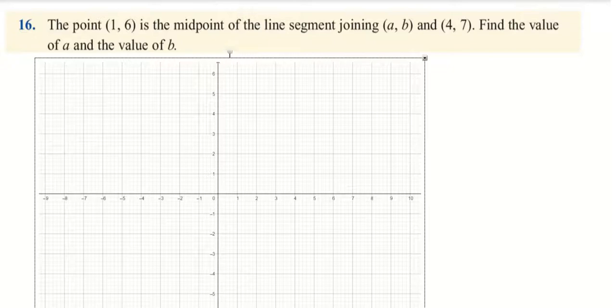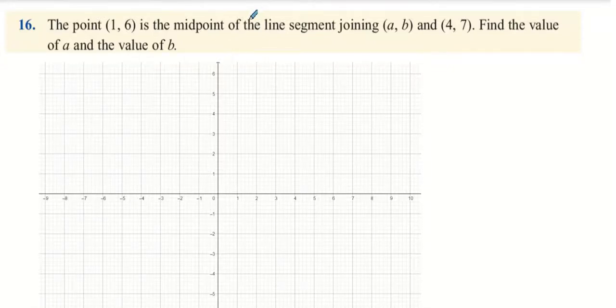Point 1, 6 is the midpoint of the line segment AB, where B is 4, 7. So look, where is 1, 6 located? There we go. 4, 7 would be located around here. Would everybody agree with that? If that was the number 7, that would be 4, 7.